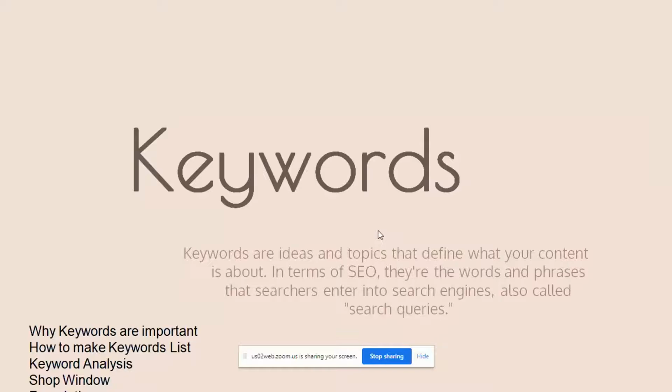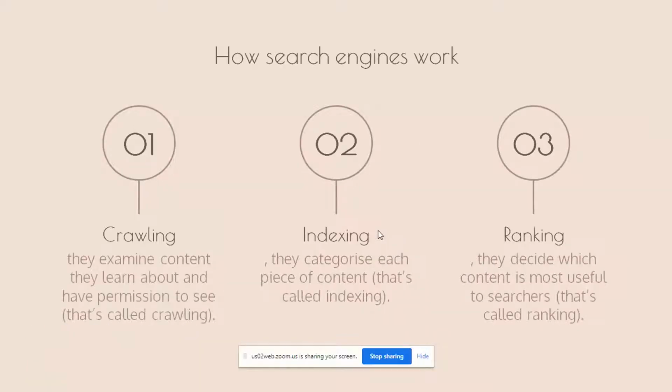So keywords are ideas and topics that define what your content is about. In terms of SEO, search engine optimization, they are the words and phrases that searchers enter into a search engine, also called a search query. So for me, it's a search query when I'm typing that, but of course it can be a keyword for the people who are actually creating the content. I know it could be a little technical, but these are the normal things which we all need to understand.